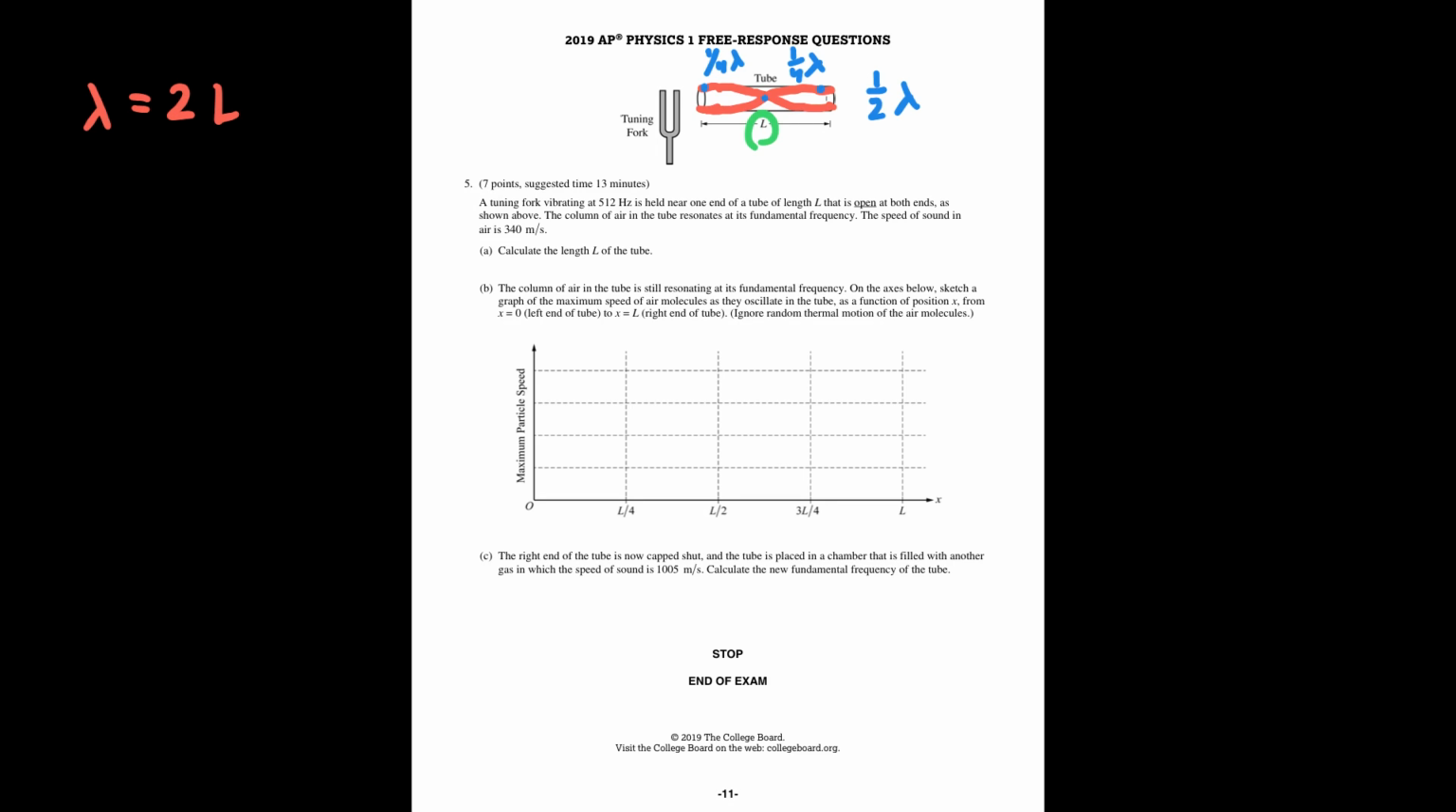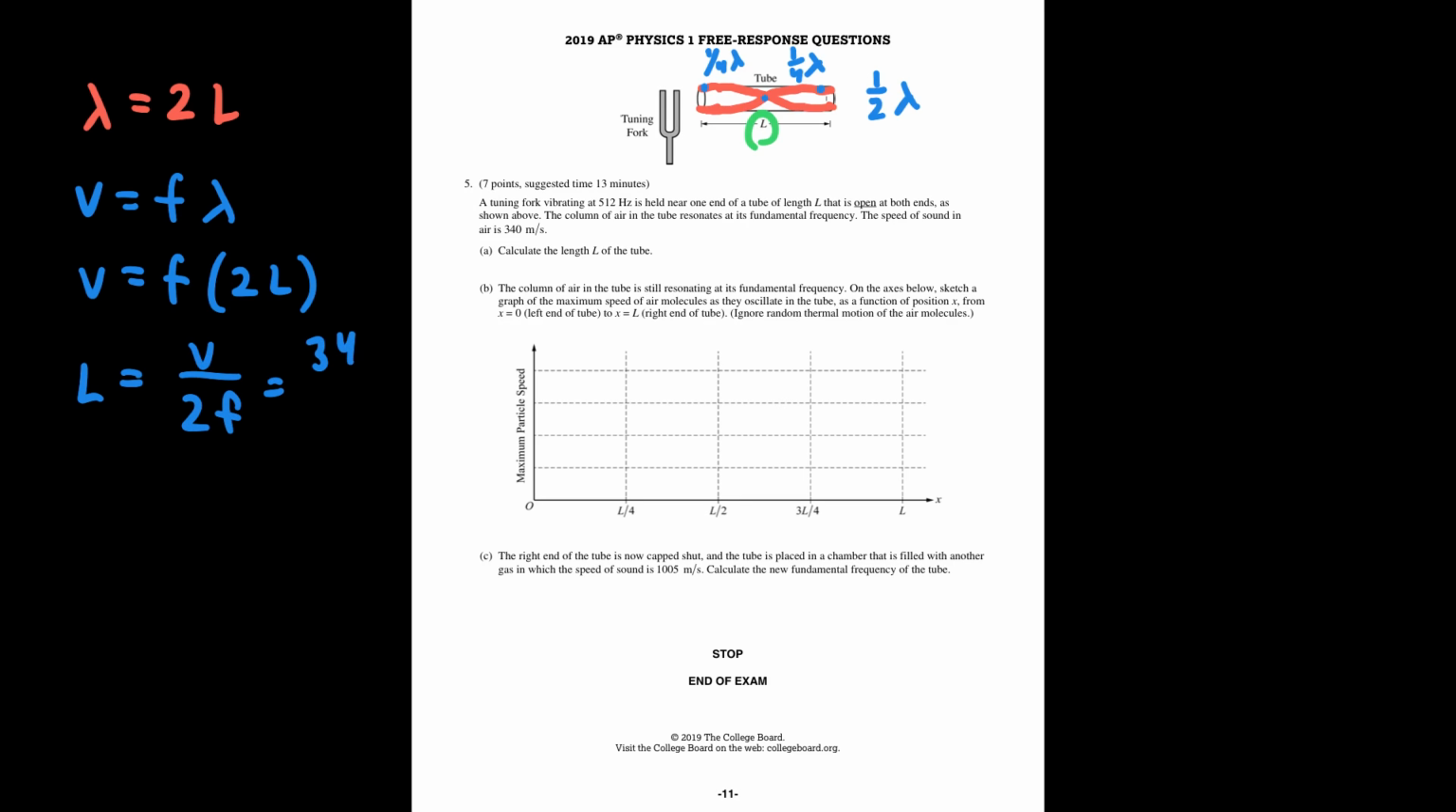And by my wave equation, which says V equals F lambda, if the wavelength is twice as big as the pipe, I should be able to solve for L quite easily in part A. So L is equal to V divided by 2F. The speed was given to me as 340 meters per second, and the frequency was 512 hertz. And I think that comes out to be something like 0.33 meters for the tube, which at least is a reasonable number for the length of a tube.